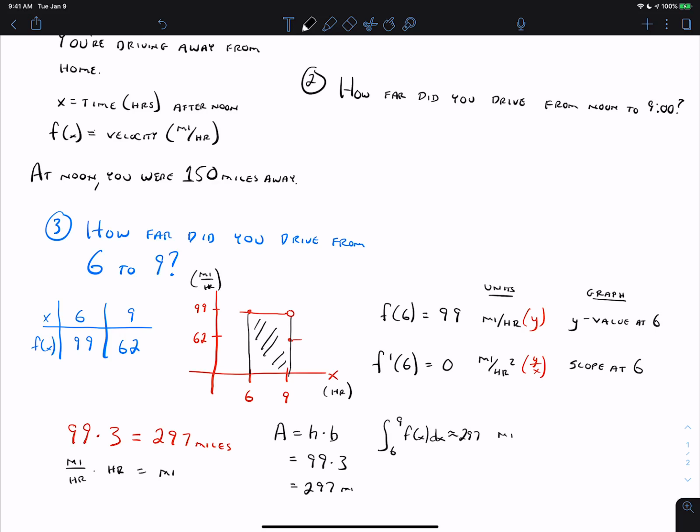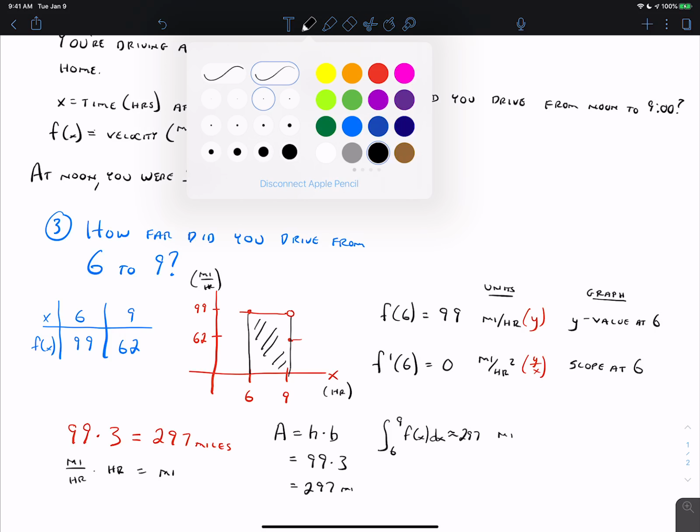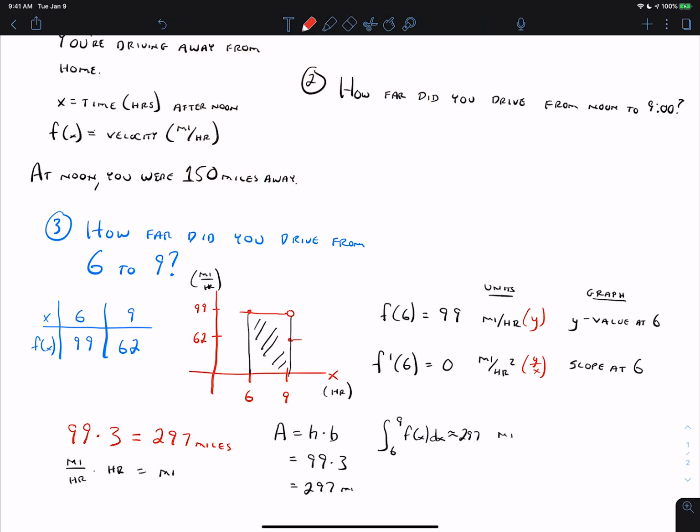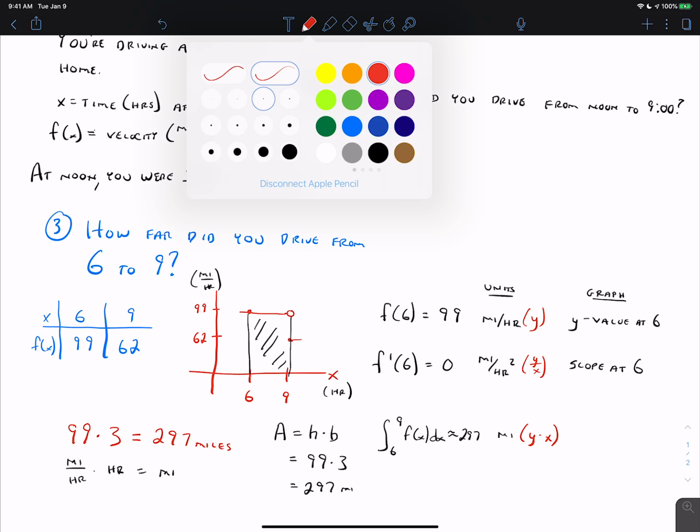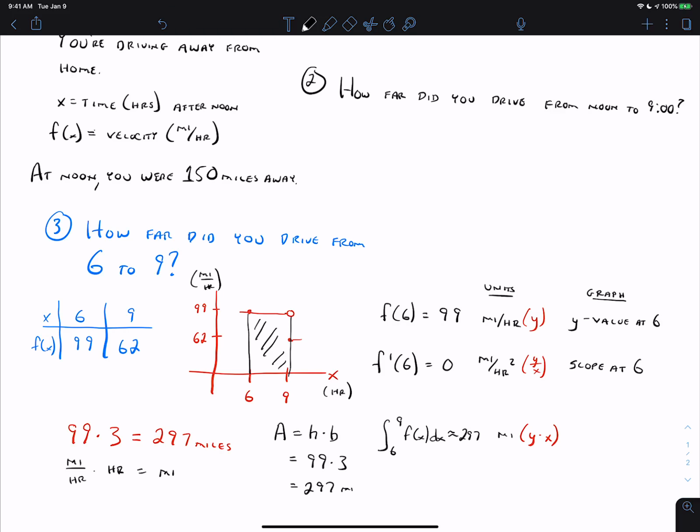The units are not always miles. The units are miles here because it's the unit of x times y. It's base times height. And so the units in general for the integral are whatever the units of y are times whatever the units of x are. In this case, the units of y are miles per hour, the units of x are hours, and so we get miles for the units. Graphically, it's the area under the curve.